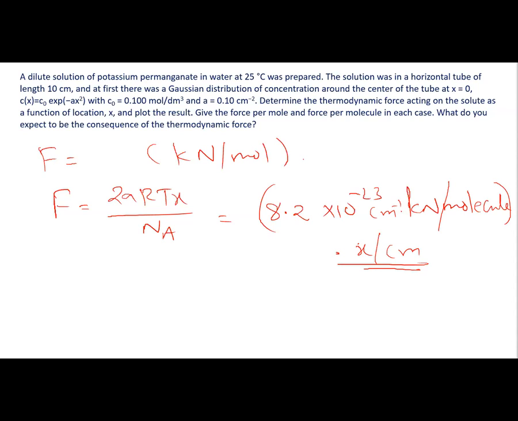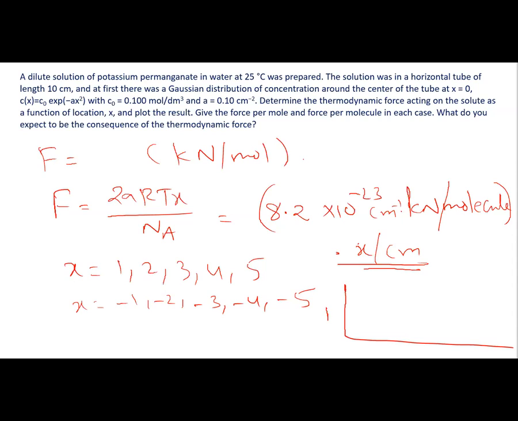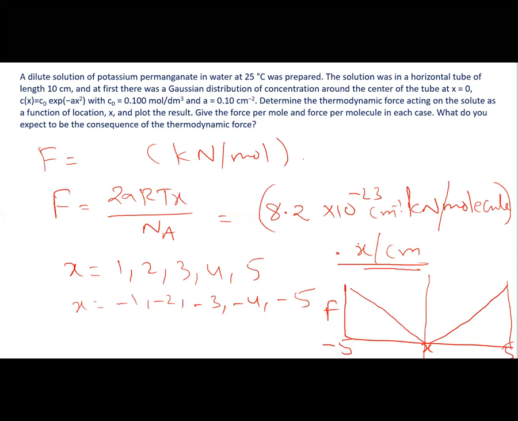Let's imagine you calculate the force constant at every point. Let's say at x is equal to 1, 2, 3, 4, 5, and also at x is equal to -1, -2, -3, -4, and -5. If you try to plot the force versus x, where it's -5 here and 5 here, the thermodynamic force is going to look like this. If there is a huge change in the concentration gradient as we go farther from the central point of the tube, the force increases on either side of it. Since there is no net concentration gradient at x is equal to 0, the force is going to be 0 as well.